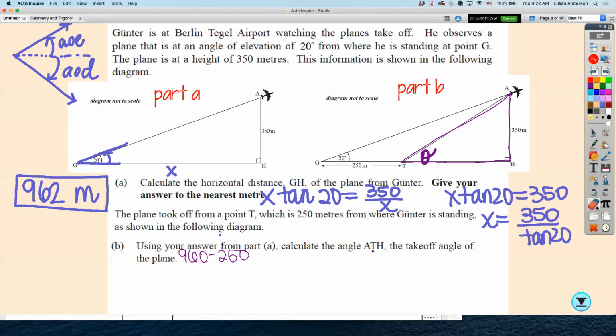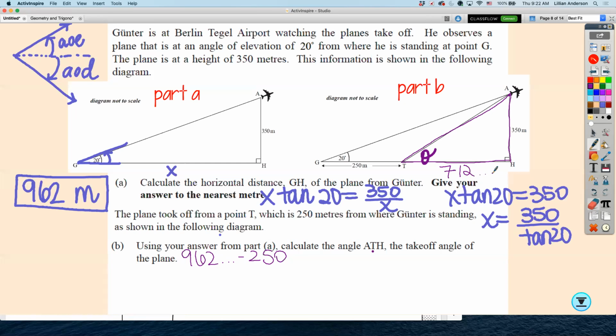from part A. And let's say you got part A wrong, still use it. Follow through points, okay? Still use it. So let's say you didn't get that, still use your answer from part A. What is that length? 712, around.